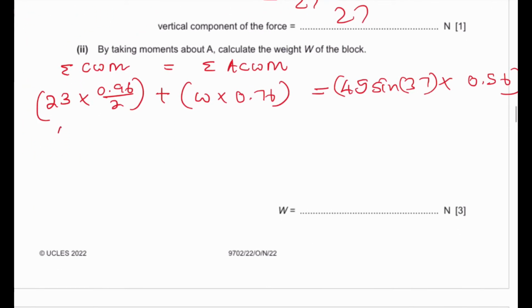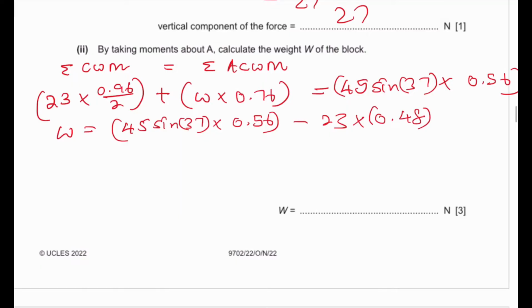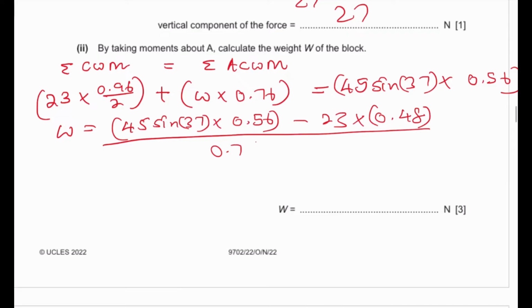Well, the value of W would therefore be just 45 sine of 37 multiplied by 0.56, we subtract 23 times 0.48, then we divide by our distance, which is 0.76. So that gives us a weight of approximately, I think, 5.4 newtons, okay? So a weight of approximately 5.4 newtons.